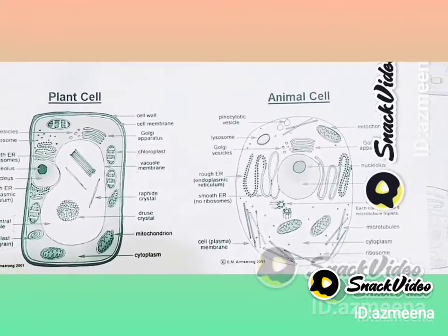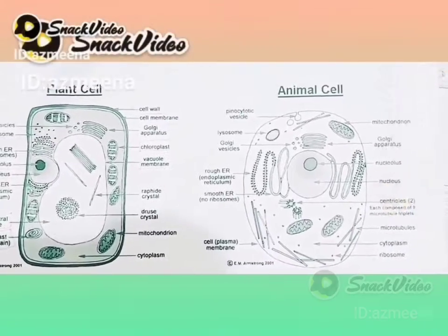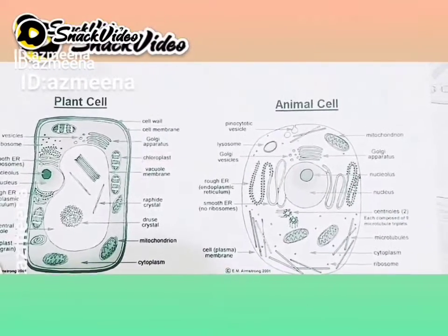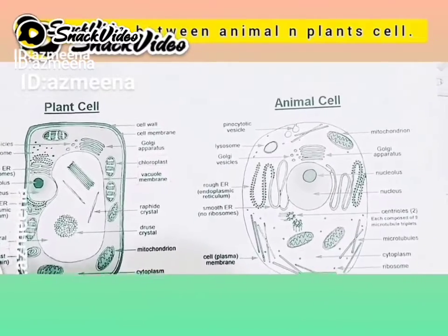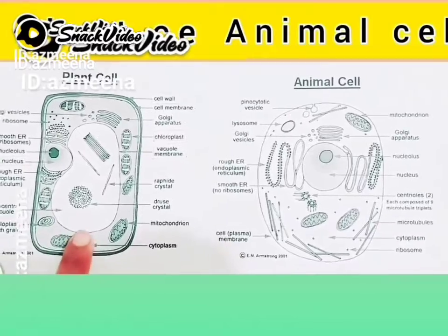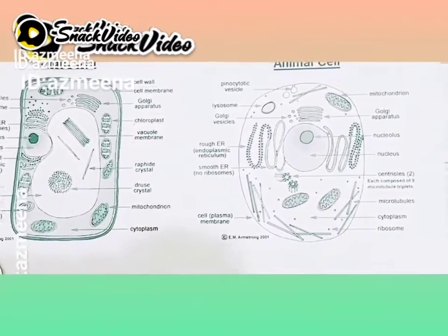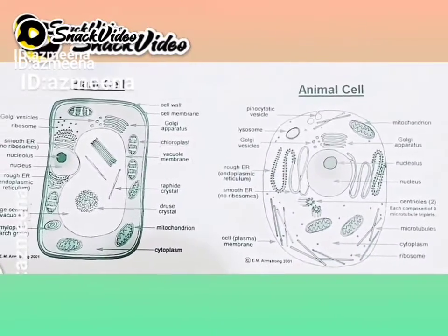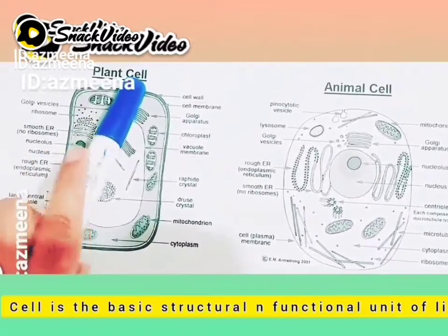Bismillahirrahmanirrahim. Okay, today the topic of our science lecture is the difference between animal cells and plant cells. As you can see in the diagram, this is the diagram of the plant cell and this is the diagram of the animal cell. First of all, I think we should define what is meant by the cell.